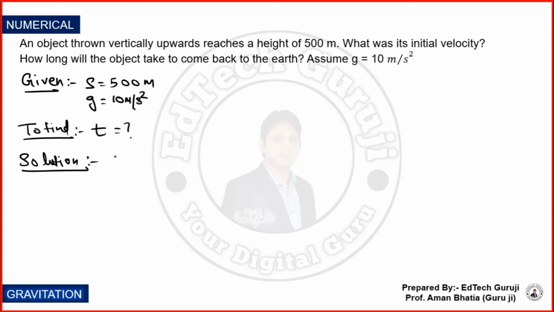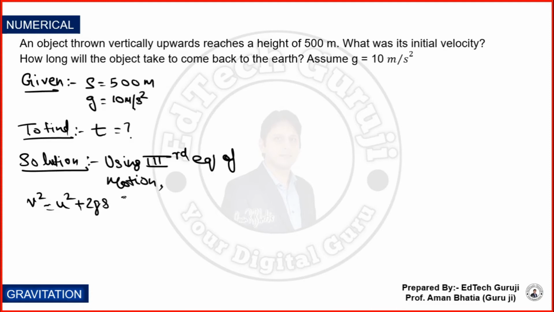First of all, we need to find the initial velocity. So now displacement is given to you. We know that as the body is going upward, its final velocity is going to be 0. So we can calculate the initial velocity using the third equation of motion. Using the third equation of motion, we conclude that v square is equal to u square plus 2gs.